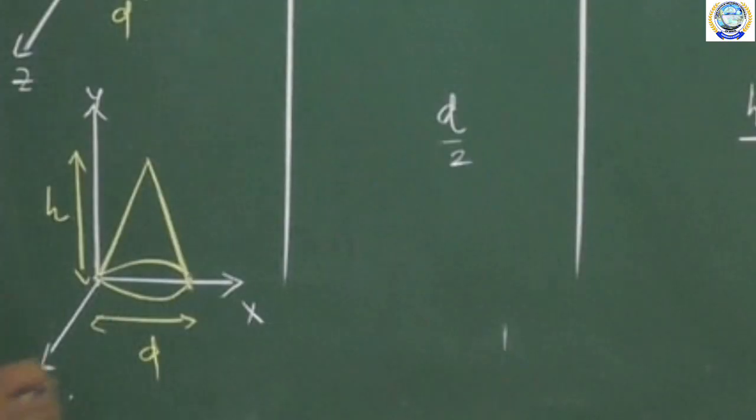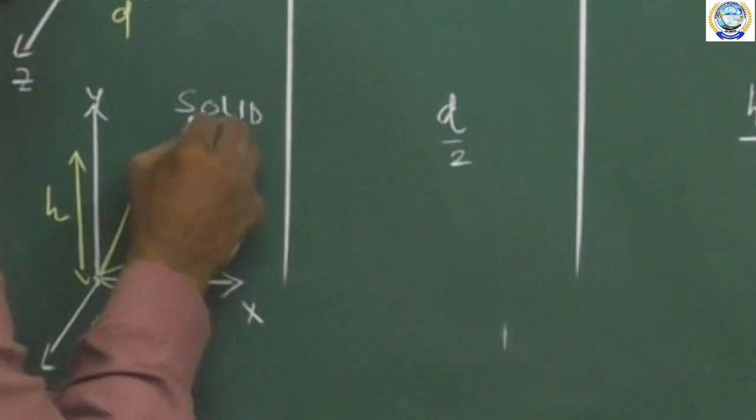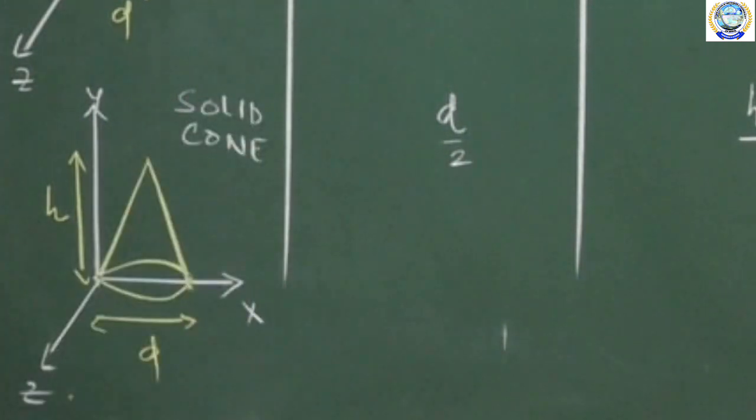Similarly, coming to the second specimen, my dear students, this is called a solid cone. Write the name solid cone here and draw the diagram in this place. This is called a solid cone.